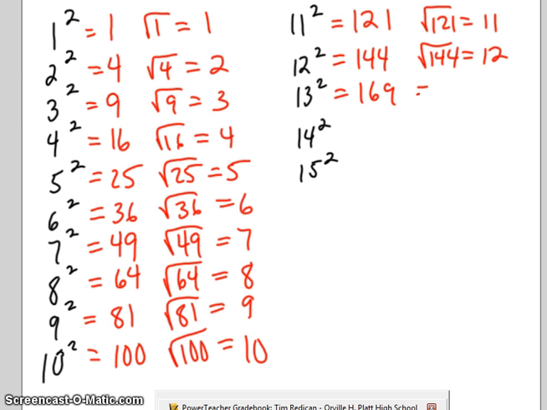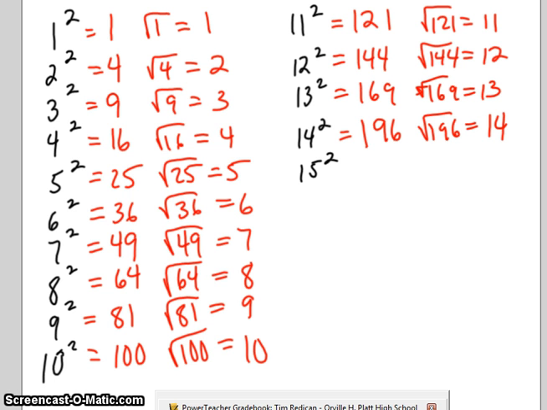169, square root of 169 equals 13. 196, I think that's right. The square root of 196 equals 14. 225. The square root of 225 equals 15.